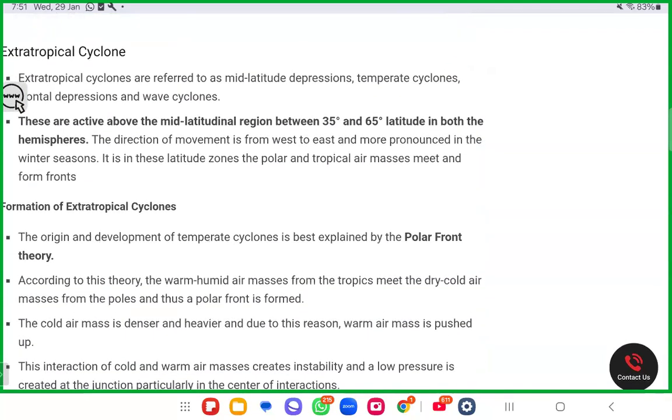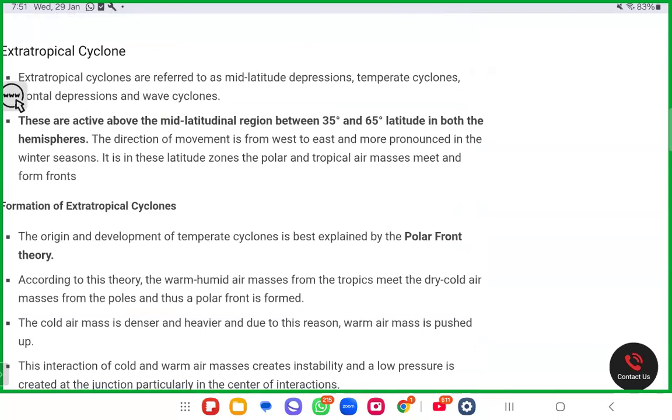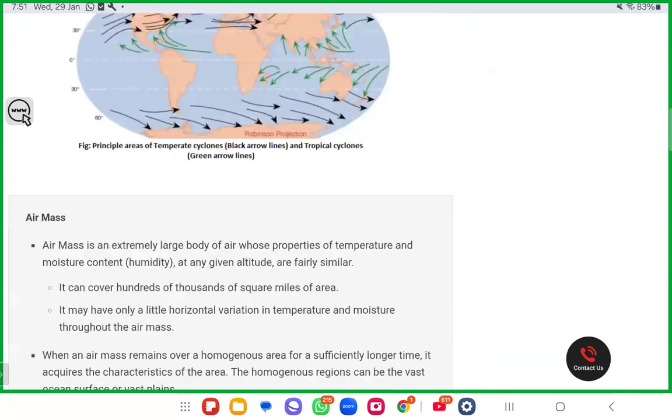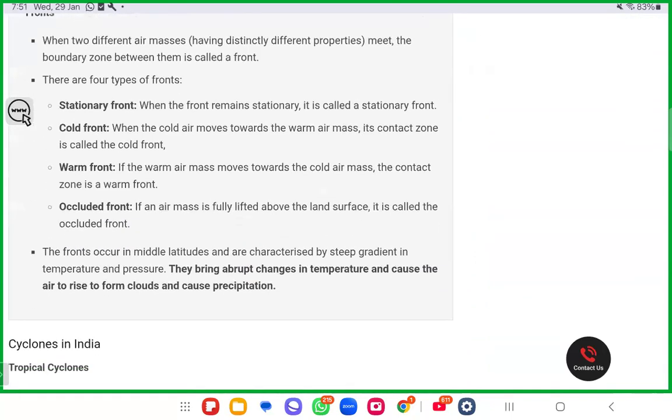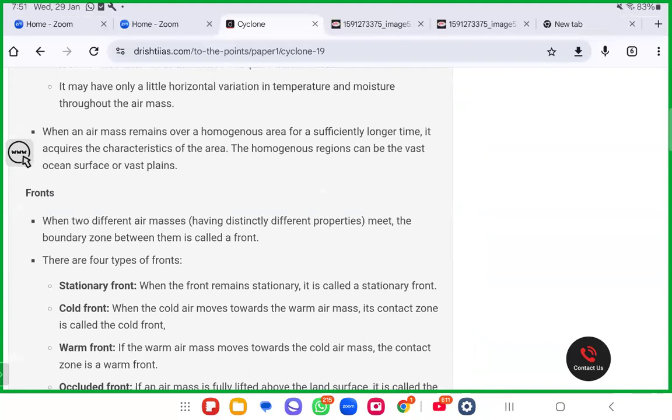Now the extra tropical cyclone. Wait, I'll show you one thing. Can you see the fronts here? This is also important. We have studied before that winds always blow from high pressure to low pressure. The winds from high pressure are cold winds and the low pressure winds are warm winds. As they meet each other, this area is known as the front.